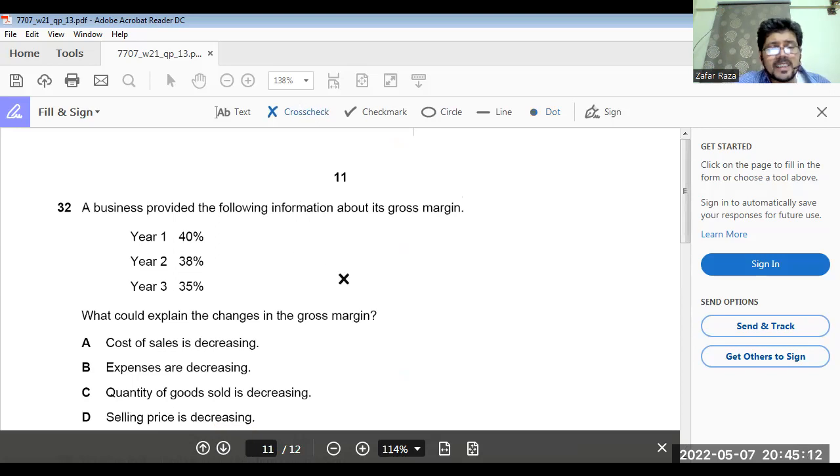A business provided the following information about its gross margin. Year 1, 40%, year 2, 38%, year 3, 35%. Gross margin is decreasing. It means cost of sales is increasing, not decreasing. It has nothing to do with expenses. Quantity of goods sold is decreasing. Selling price is decreasing. This is the answer.